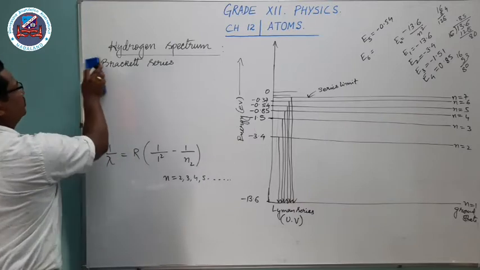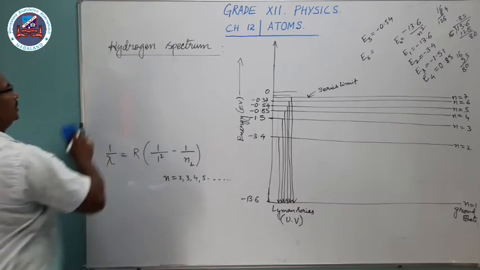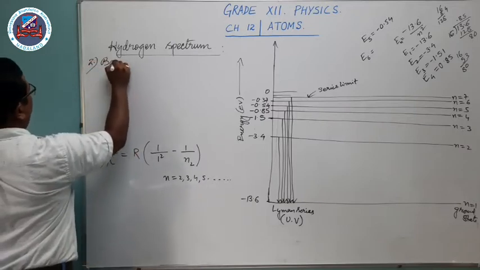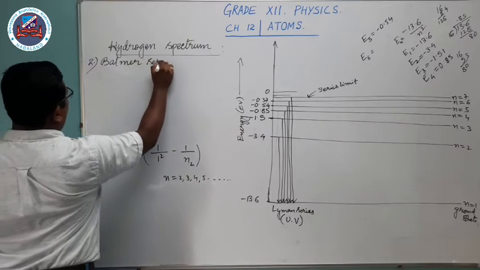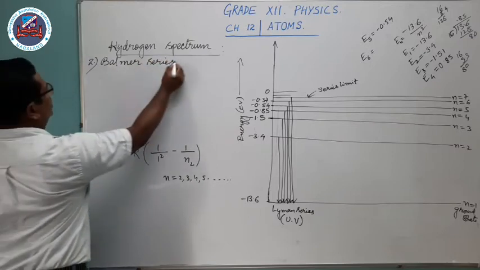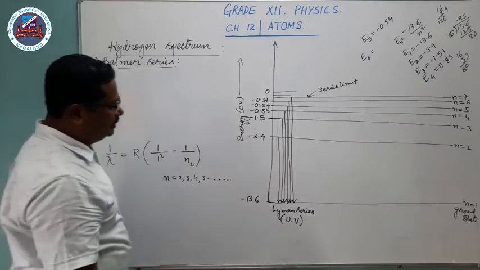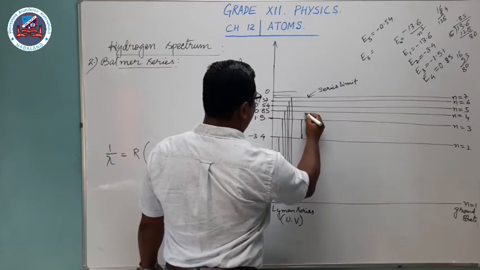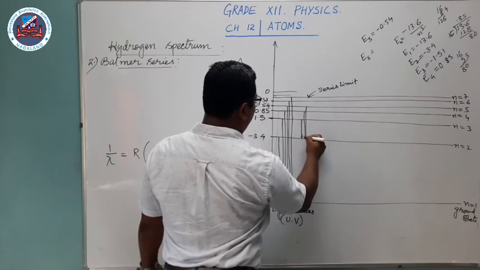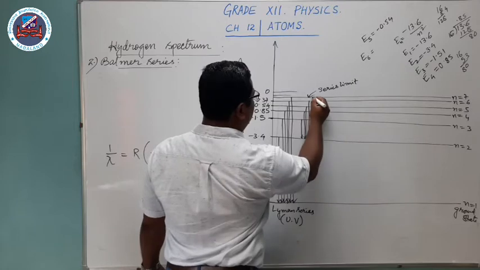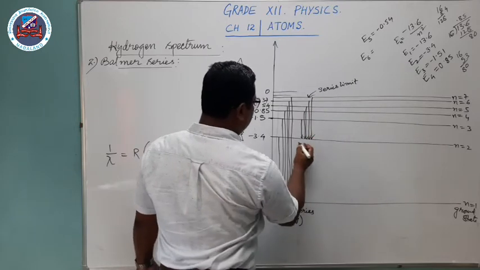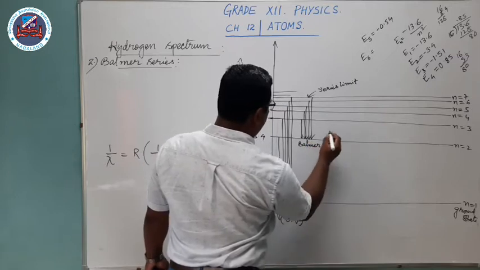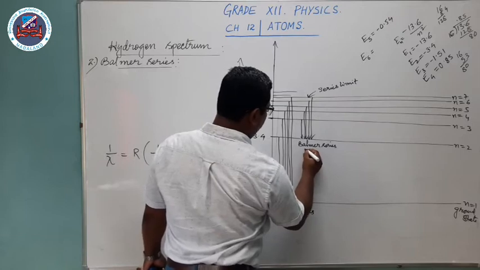The second series is your Balmer series. In the Balmer series, the electrons jump to n equal to 2. From n equal to 3 they can jump, from n equal to 4 they can jump, from 5, 6, 7 they can jump to n equal to 2. If they jump to n equal to 2, then that series we call the Balmer series. And this series is visible in the visible region.